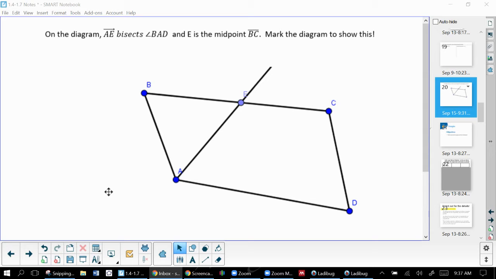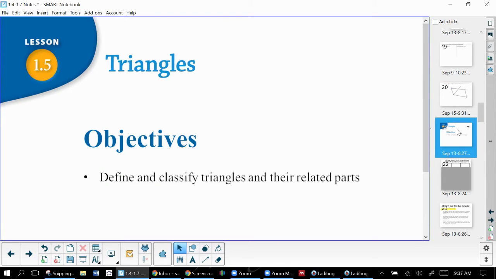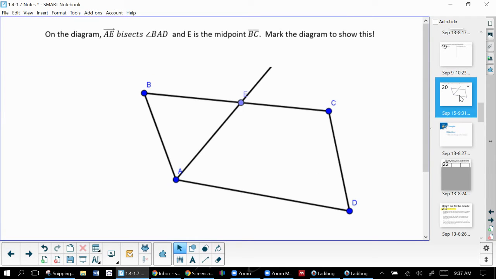But we're going to talk today about two sections. I'm putting my fingers up and you can't see that. We're talking about two sections, 1.5 and 1.6. 1.5 is all about triangles and 1.6 is about quadrilaterals. So that'd be three-sided shapes and four-sided shapes.